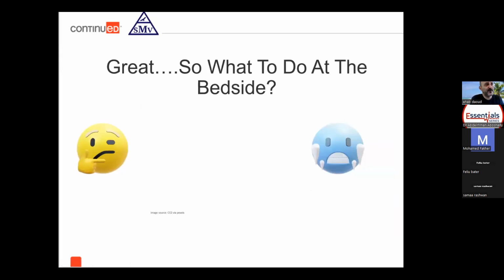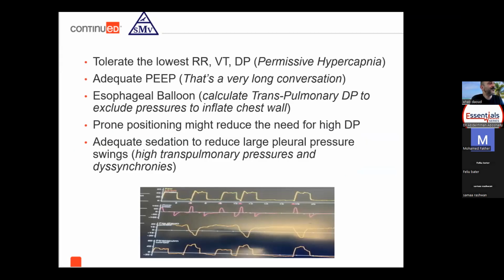Okay, so what are we going to do at the bedside? That's my suggestion. Basically, you have to make sure everything is as low as possible. So yes, we have to use the lowest respiratory rate because it's really correlated to the mechanical power. Of course, we have to use the lowest tidal volume. I'm not a big advocate of the 6 milliliter per kg, but again, the lowest tidal volume that you can do. It will be better to know how much dead space.